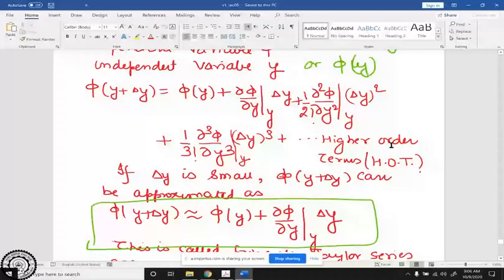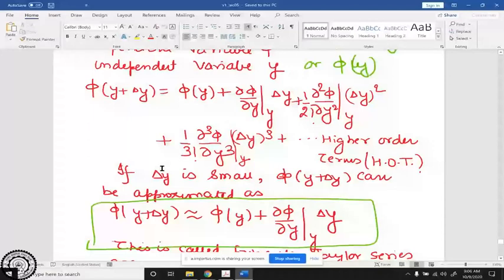I have written here higher order terms, or acronym we put HOT. Higher order terms means there are terms coming here with exponent of delta y being higher and higher, 4, 5, 6, 7, 8, so on.